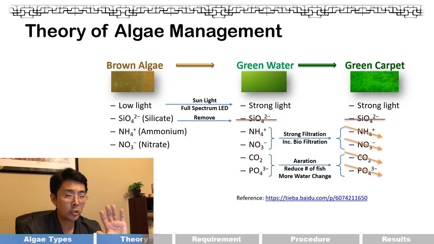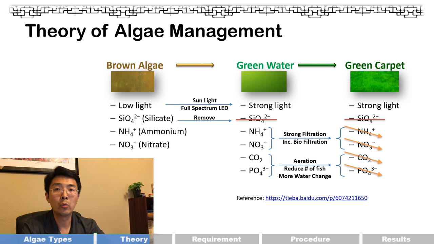Okay, let's check this picture again. This is what I call the theory of algae management. If you know this picture, you can control whatever algae you want to keep in your tank. The other thing is it shows the transition. The green carpet algae will not appear immediately in your newly set up tank. It's going to go through this procedure. You're first going to have brown algae at the beginning, and then by the certain conditions that you apply, the brown algae is going to become green water. And then from green water, you apply certain conditions, and you're going to get green carpet algae. Green water is the key.